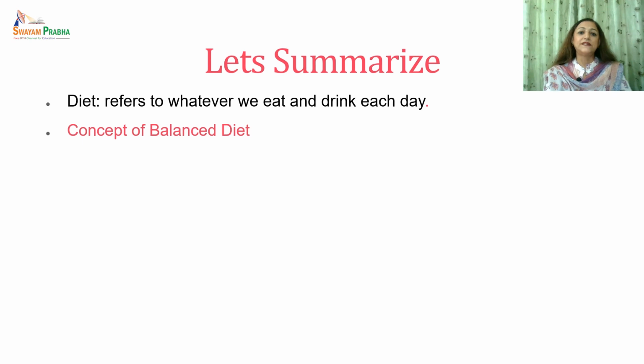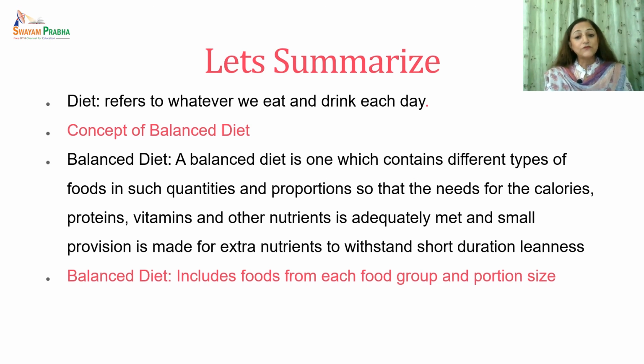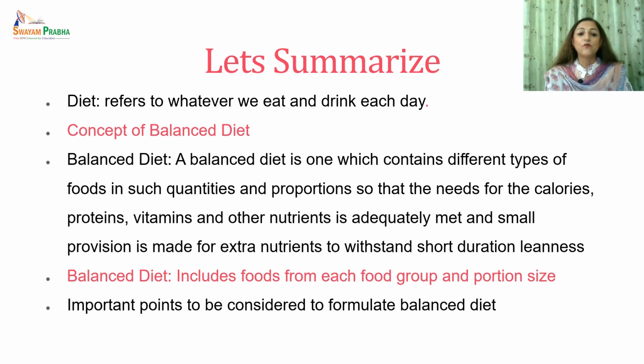And along with that, we studied the concept of balanced diet, which we defined as one which contains different types of foods in such quantities and proportions that the needs of calorie, protein, vitamin, and other nutrients are adequately met, and small provision is made for extra nutrients to withstand short duration of leanness. Then we studied that a balanced diet includes food from each food group, and the importance of portion size for the maintenance of a balanced diet. And then lastly, we studied the important points to be considered to formulate a balanced diet.